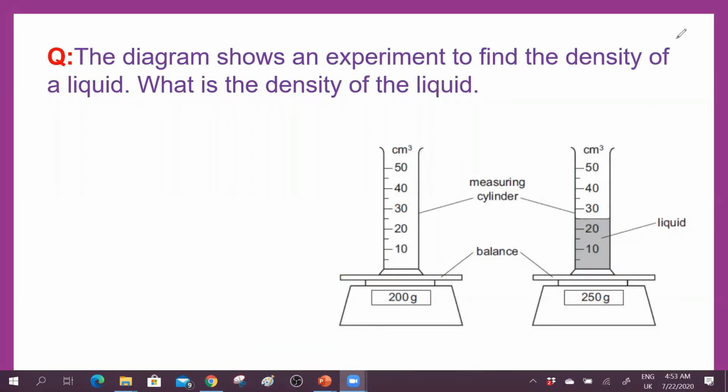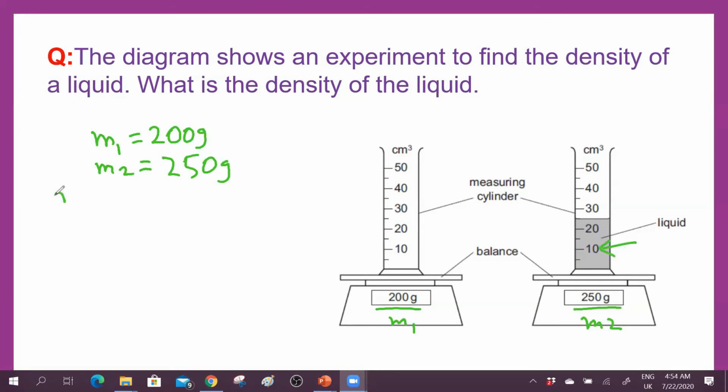To understand the above concept, we can solve this question. The diagram shows an experiment to find the density of a liquid. What is the density of the liquid? M1 is the mass of the empty measuring cylinder, and M2 is the mass of the cylinder plus water. That mass is 250 grams. Here is M1, and here is M2. So we can calculate only the mass of the liquid, M. M is 250 minus 200. That's going to be only 50 grams.